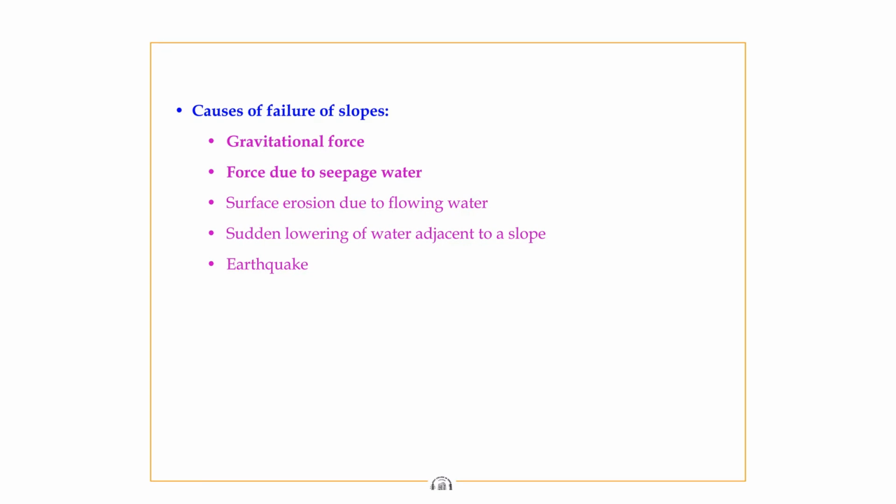Surface erosion due to flowing water: flowing water always carries the surface layer of the soil, so it can erode the surface. Sudden lowering of water adjacent to the soil: when the water falls directly to the ground, it may also cause failure of the slope. And the earthquake. Earthquake causes a drastic change in the structure of the soil, which causes failure of slope.